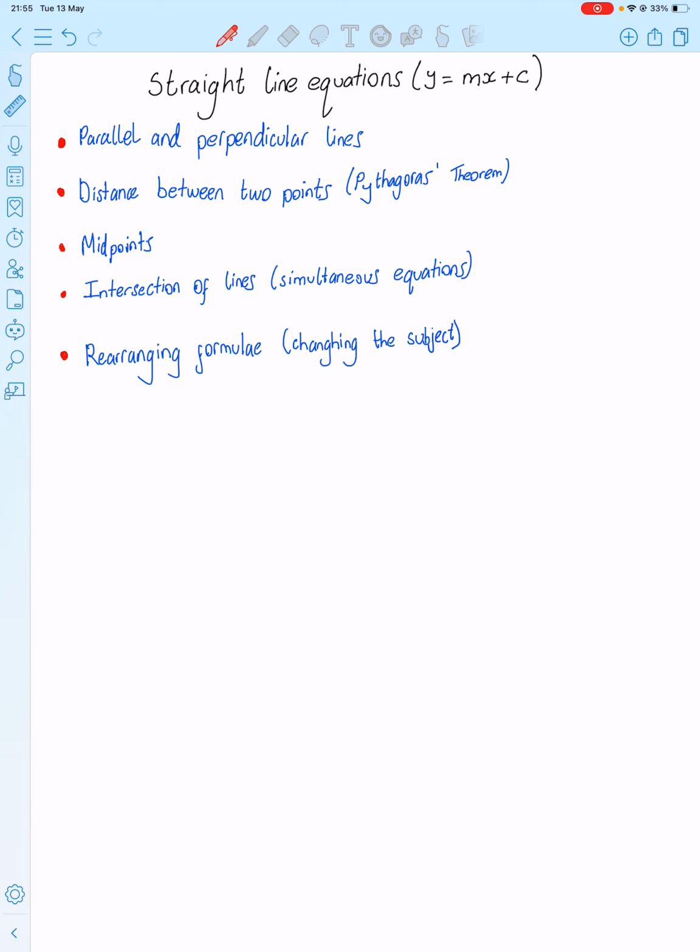I think a lot of the time people can answer questions in isolation, so if you're asked one thing and one thing only, people kind of know what to do. However, when topics start to become mixed and lots of different things are asked, that's when things start to get difficult. So we'll be looking at straight line equations, the y equals mx plus c stuff. We'll also be looking at parallel and perpendicular lines, distance between 2 points, which uses Pythagoras' theorem, midpoints, intersections of lines, which means solving simultaneous equations, and rearranging formulae or changing the subject.